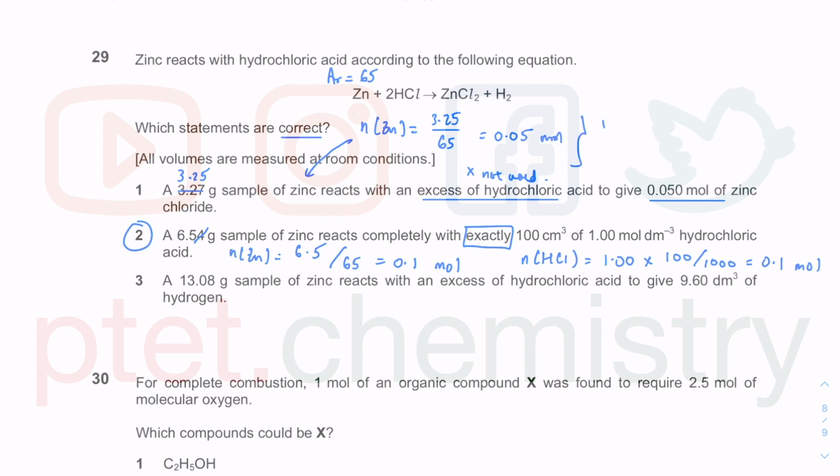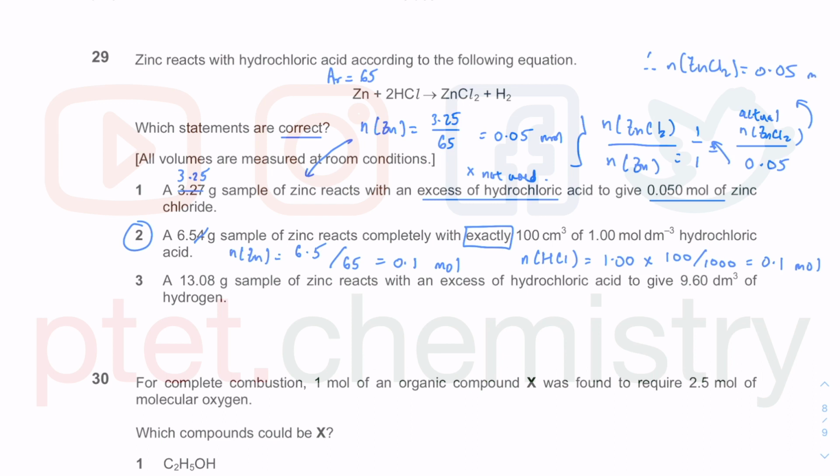So you can imagine that the mole of ZnCl2 is to the mole of Zn, from the balanced equation, 1:1. So the actual mole of ZnCl2 is 0.05 mole. Hopefully you can see that therefore the mole of ZnCl2 is equal to 0.05 mole. This is just giving it to two significant figures, 1 and 2. So really option 1 is also correct.